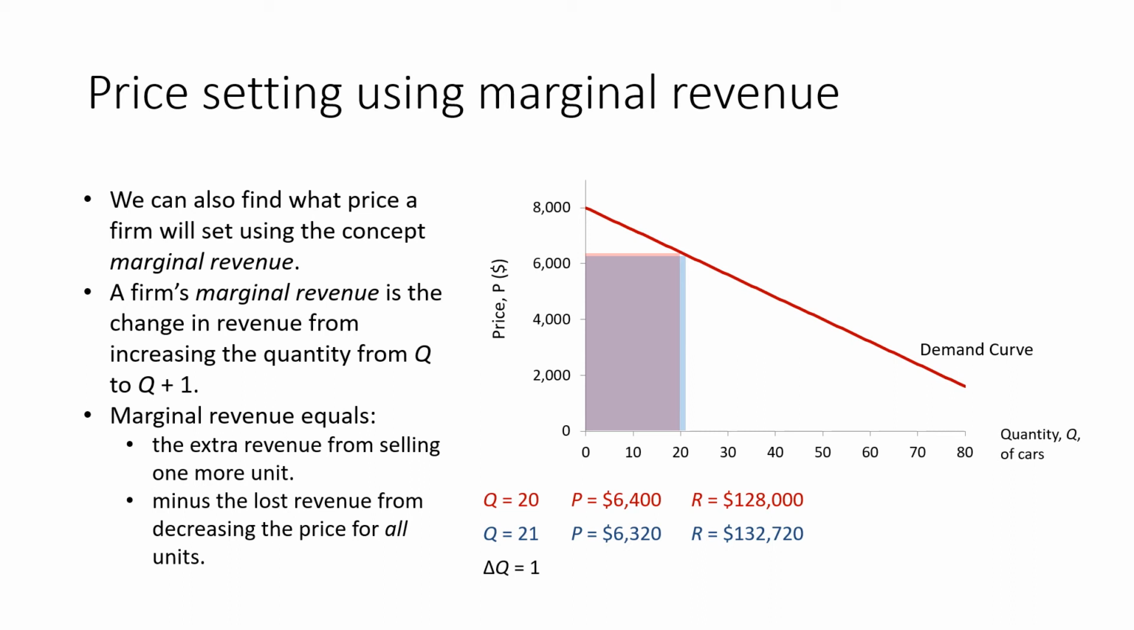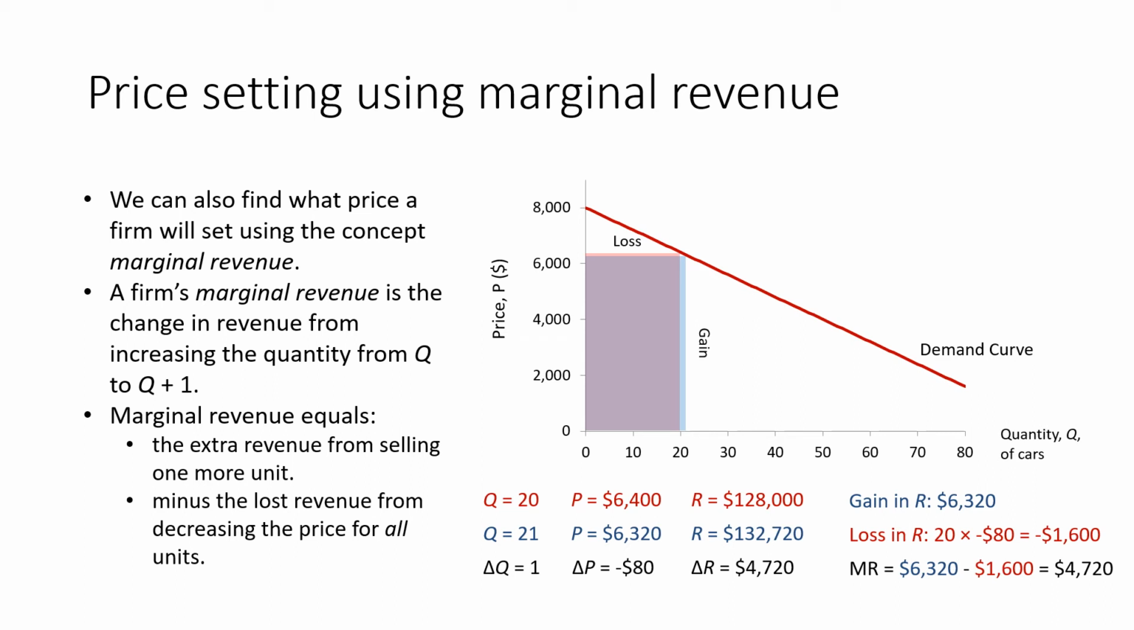Since the change from 20 to 21, our change in quantity is 1 and the change in price is basically minus $80, and revenue is 4,720 more in the latter case than the former. So the gain in revenue is equal to 6,320. The lost revenue on all the other cars is 20 times minus 80, which is equal to minus 1,600. The marginal revenue is the difference between these two, gain in revenue minus loss in revenue, which makes our marginal revenue equal to 4,720.